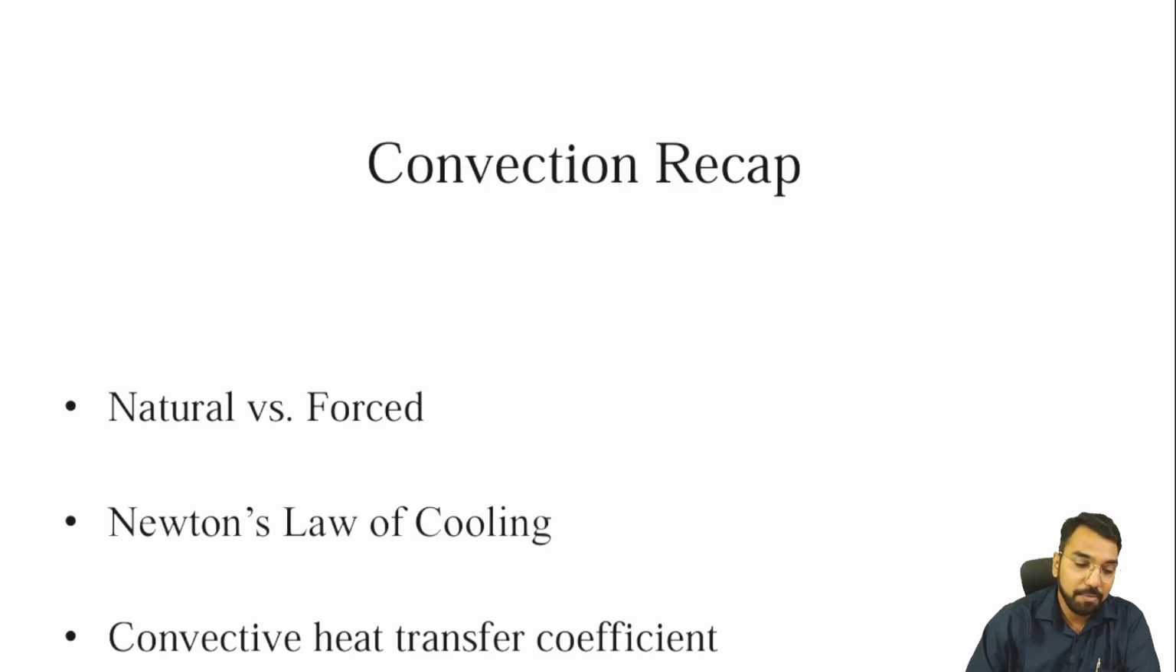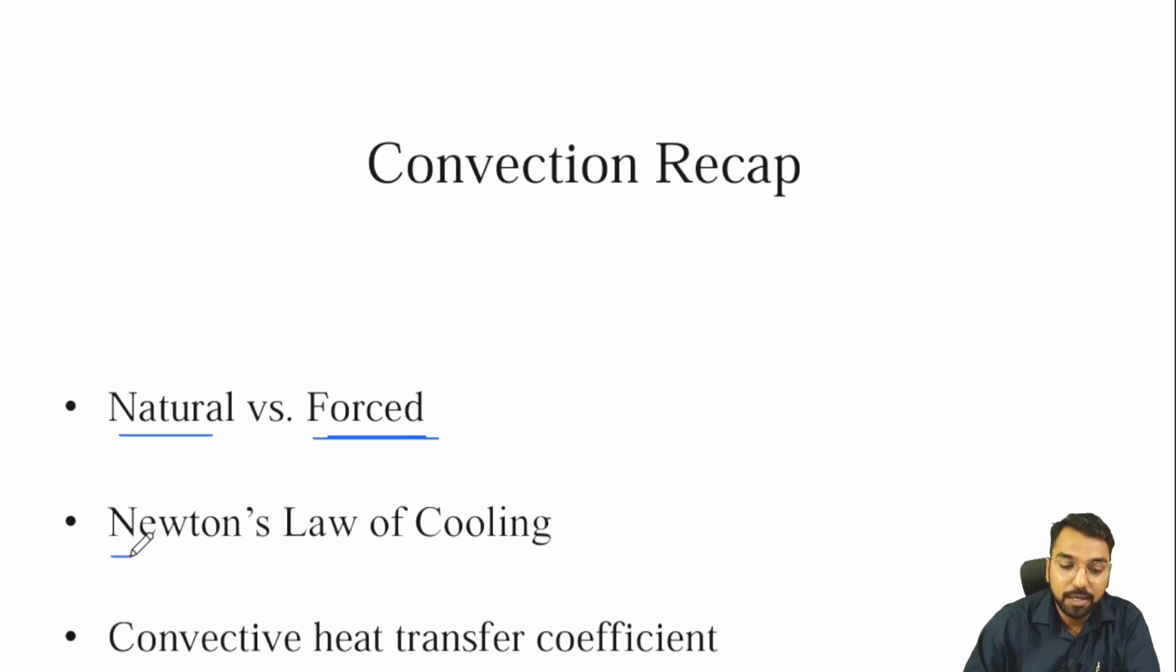Convection recap. In convection we have encountered two types: first is natural convection and second is forced convection. Natural convection happens due to density difference, which is created by temperature difference, and this density difference creates convection currents, due to which heat transfer takes place. In forced convection we use external devices like a pump, blower or fan to transfer heat from a solid to the fluid. The fluid motion is controlled by the external device.